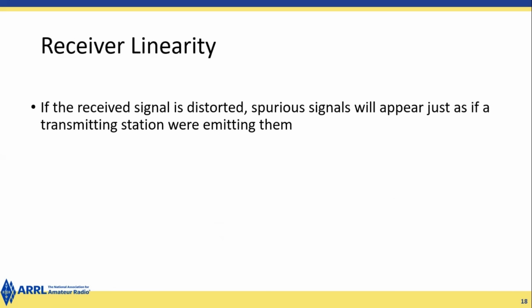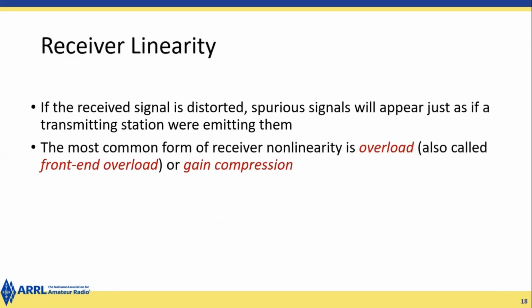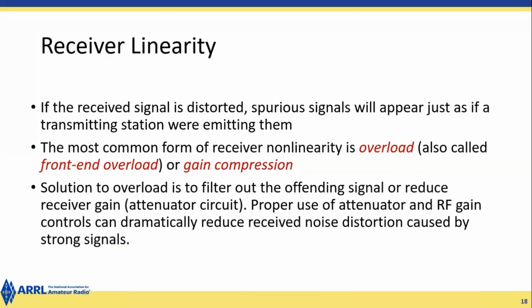Receiver linearity. If the received signal is distorted, spurious signals will appear just as if transmitting stations were emitting them. The most common form of receiver nonlinearity is overload, also called front-end overload or gain compression. The solution to overload is to filter out the offending signal or reduce receiver gain with an attenuator circuit. Proper use of attenuator and RF gain controls can dramatically reduce received noise distortion caused by strong signals.